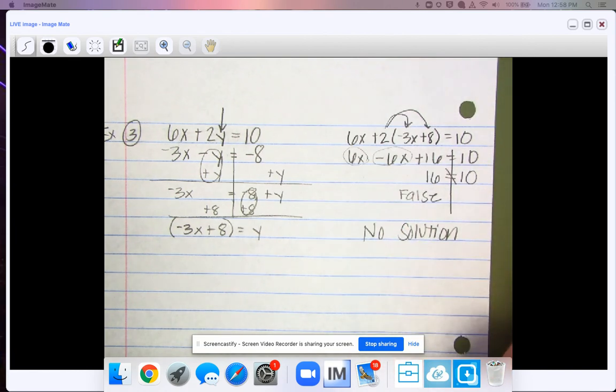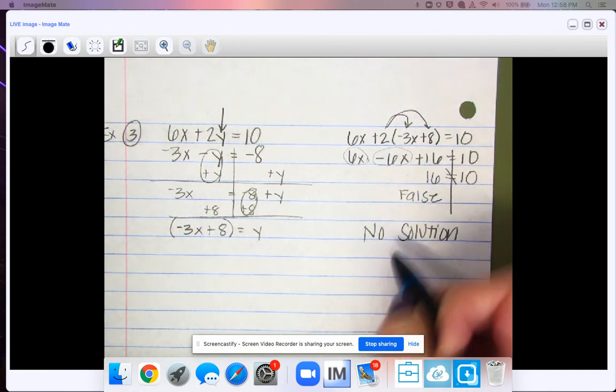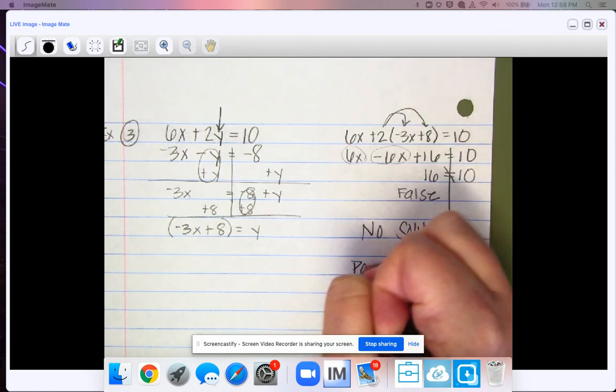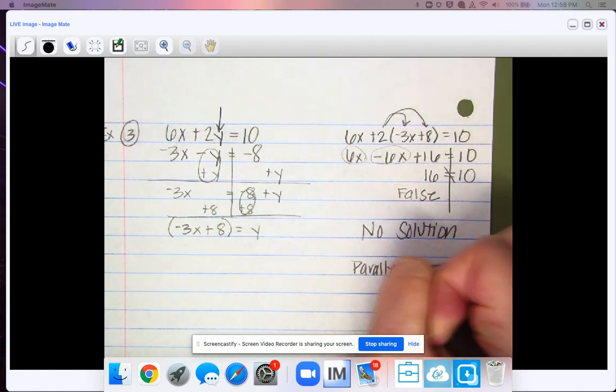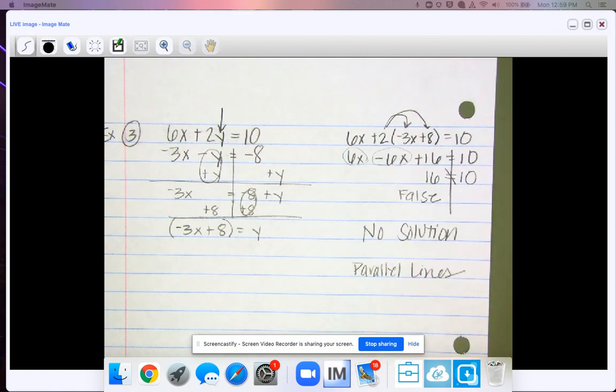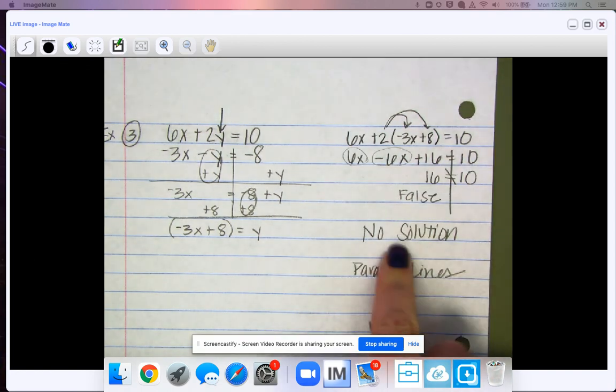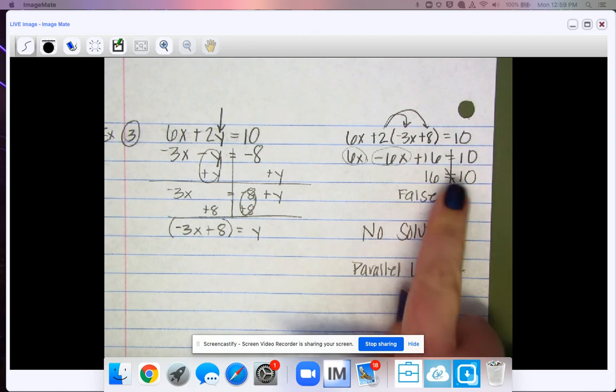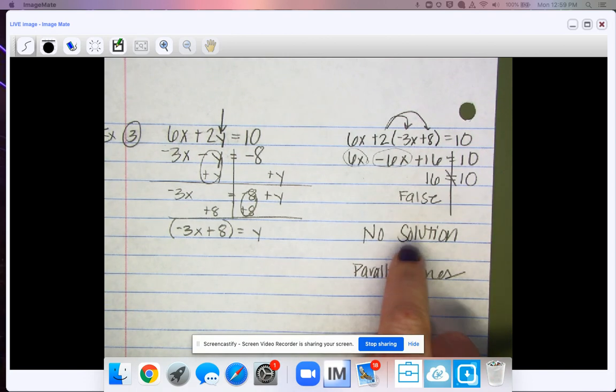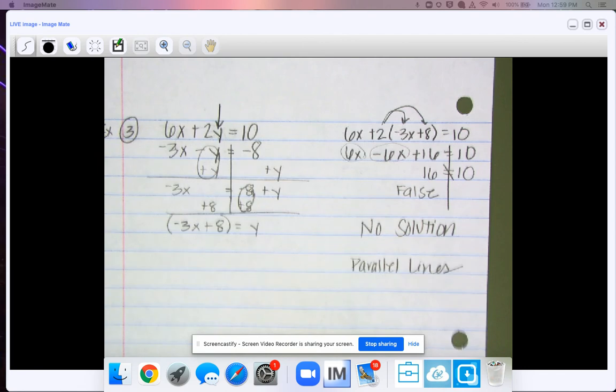Now, in a system of linear equations, no solution indicates that these are parallel lines. So they will never, ever cross. And so that is why there's no solution. So if you get a false statement at the end, there is no solution because those are parallel lines.